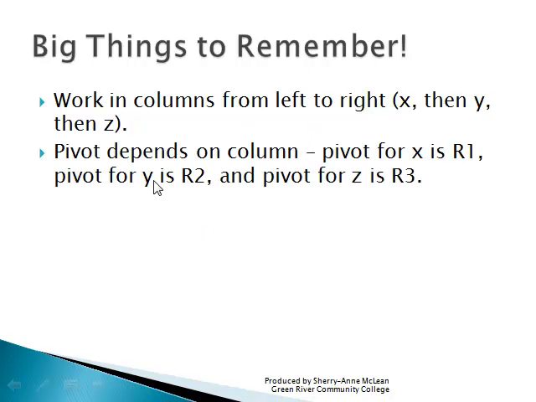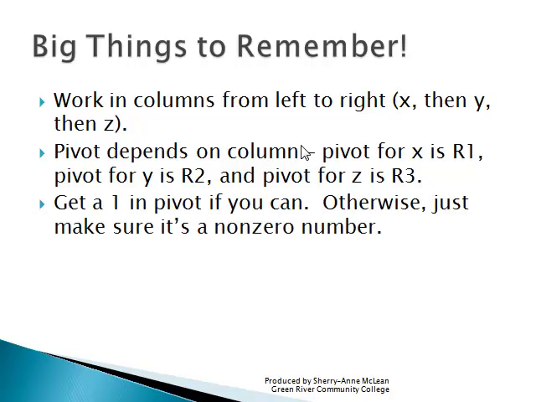Your pivot is always going to depend on the column that you're working on. If you're working on the X column, your pivot's row 1. If you're working on the Y column, your pivot's row 2. If you're working on the Z column, your pivot's row 3. Get a 1 in that pivot spot if you can. Two things to check: can you switch with a row below, or can you multiply or divide by a non-zero number? If you can, great, do it. Otherwise, just make sure it's not 0 and call it good.